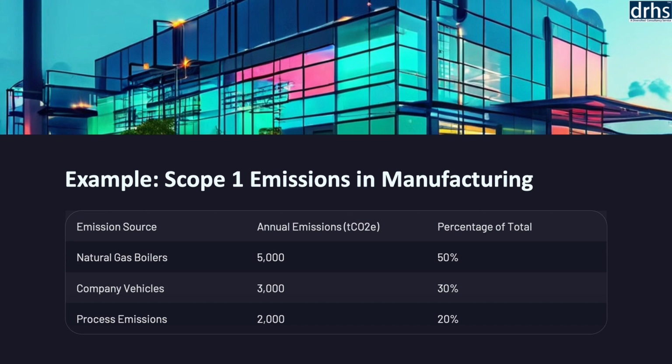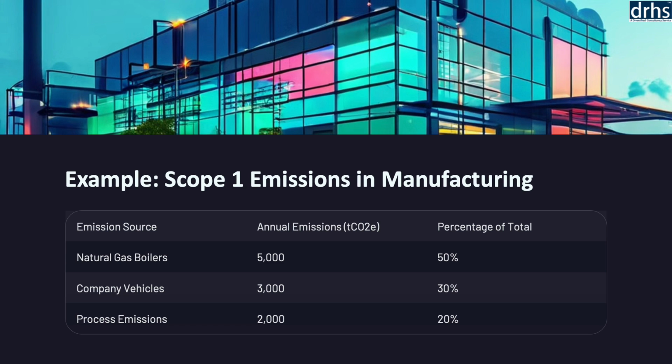Now let us see an example of a scope 1 emission in manufacturing sector. The slide provides an example of breakdown of scope 1 emission for an emission from source owned or controlled by the company. The table shows three main emission sources. Natural gas boiler. These accounts for the largest portion at 5,000 ton CO2 emitted annually, representing 50% of total scope 1 emission. This likely comes from the stationary combustion used for heating or industrial process.